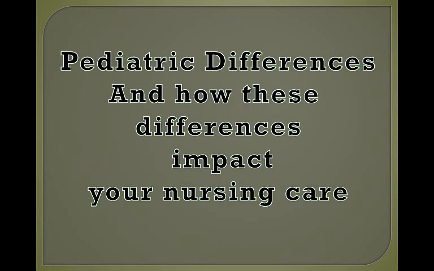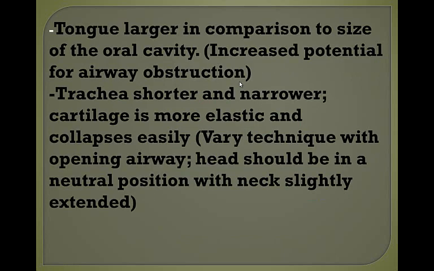Let's talk about pediatric differences and how these differences will impact your nursing care. First of all, pediatric patients have tongues that are larger in comparison to the size of their oral cavity, which increases their risk for airway obstruction. So it also can make it more difficult to intubate. They have a trachea that is shorter and narrower. They have cartilage that is more elastic and collapses easily. This is why they are prone to something like tracheomalacia or laryngomalacia, because their cartilage is so much more elastic.